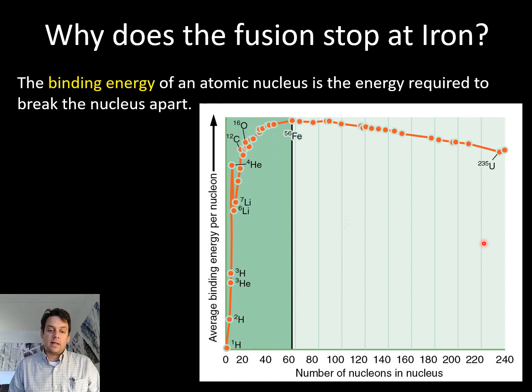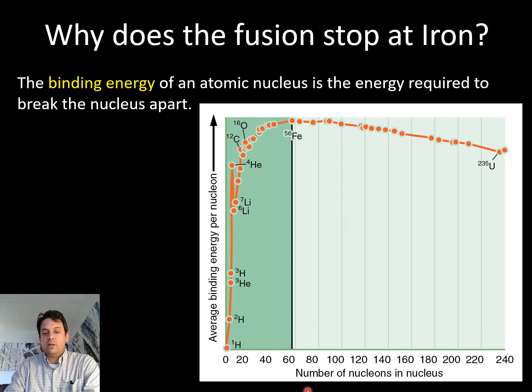So that's the horizontal axis. On the vertical axis, we have this average binding energy per nucleon. What that is: we take the binding energy of a nucleus, and then we divide that by the number of nucleons. Essentially you're asking how much energy per proton or neutron is holding this nucleus in. So it's a measure of how tightly bound the nucleus is.